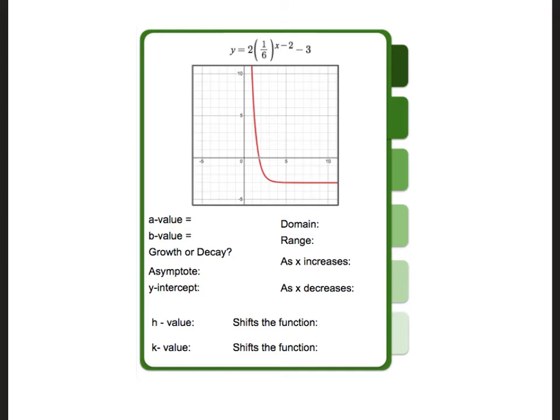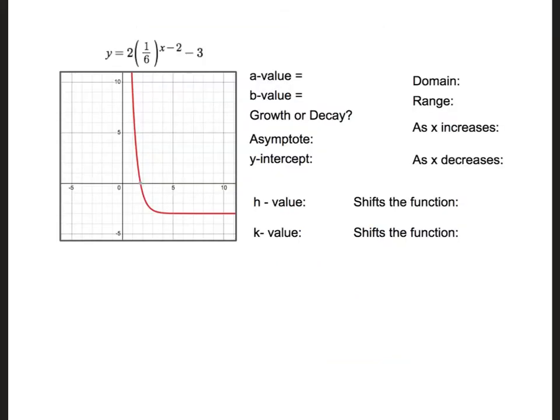Really all we're doing is combining everything from both days. So we're gonna go ahead and get started. The first thing, we have y equals 2 times 1/6 to the power of x minus 2 and then minus 3. So first we have to figure out what our a value and our b value is.